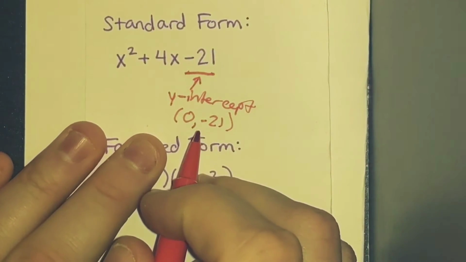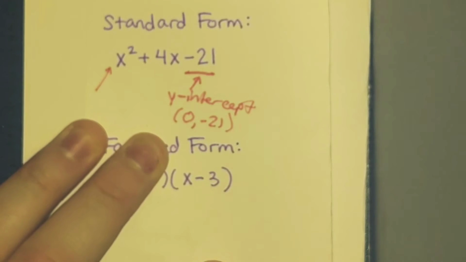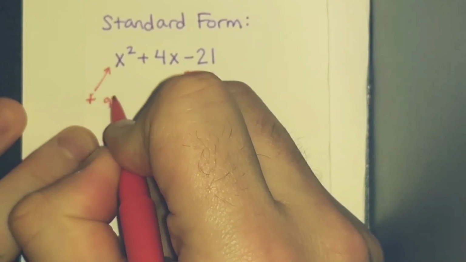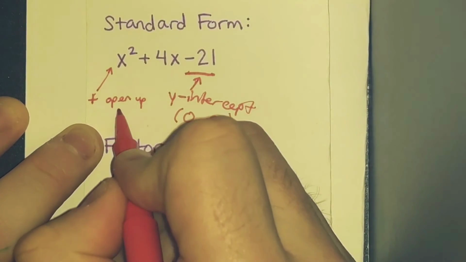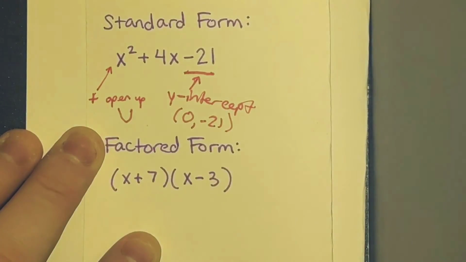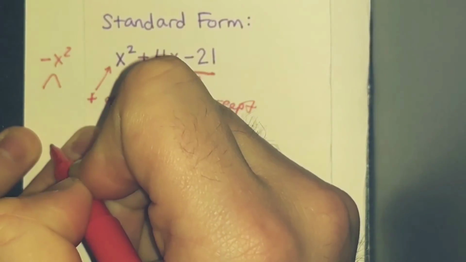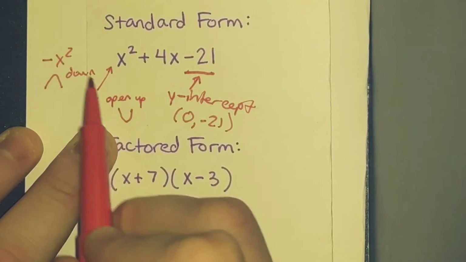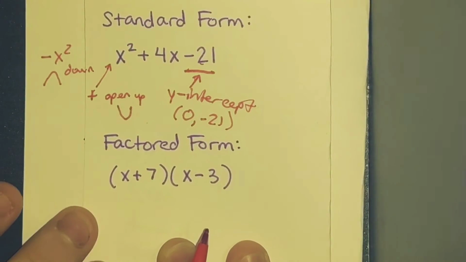The other thing you can tell from standard form is looking at that first term out front. If it's positive, which this one is, it's going to open up. So it would look like that. If this happened to be negative, so if it was like negative x squared, it would open down. Okay, so the number out front tells you if it opens up or down. So this one would open up, and its y-intercept is at -21.